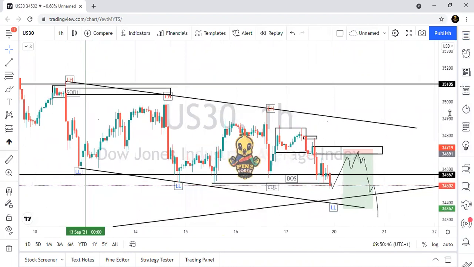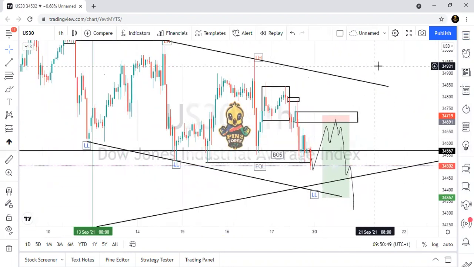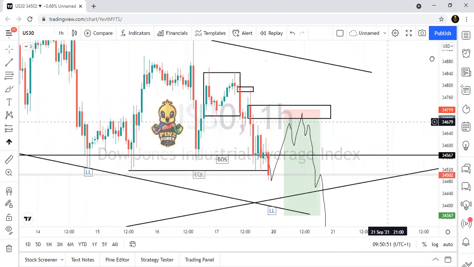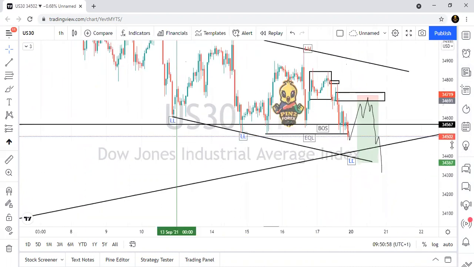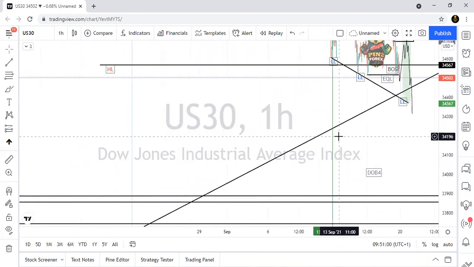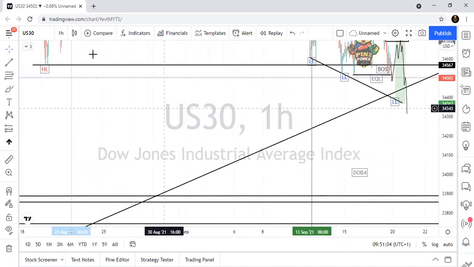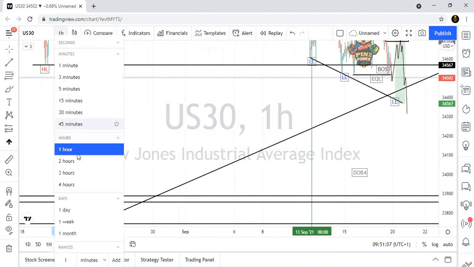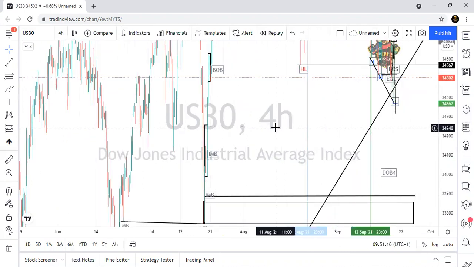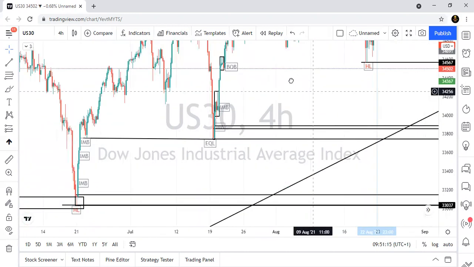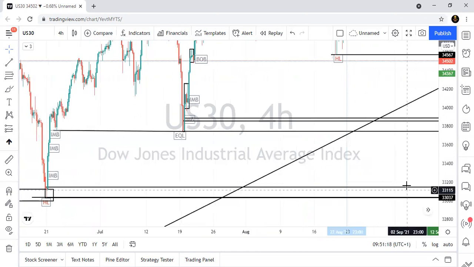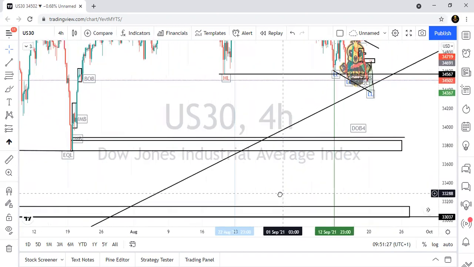So this is what I see on US30. US30 for now is gonna drop. You see, we have some points of interest here where NASDAQ has to come and reach these ones. Let me go on the four hour time frame. On the four hour time frame, this is where we're expecting NASDAQ and US30 to reach, until this 33,154, somewhere here, before it continues going up again.